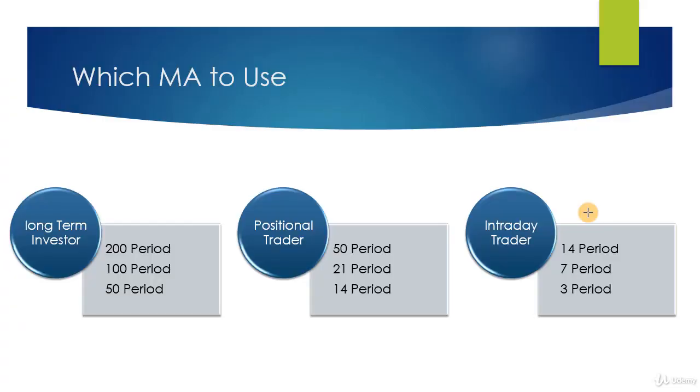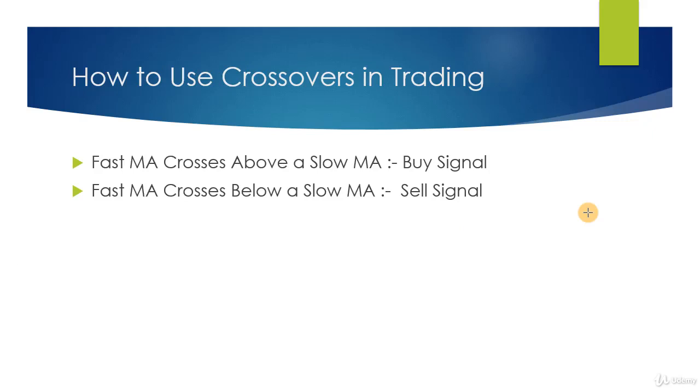For long-term investor, 200-day moving average, 100-day moving average and 50-day moving average are useful. Positional trader who can hold their trade for few days or months can use 50 period, 21 period and 14 period moving average. And for trading purpose, lesser parameter can be used, say 3, 7, 14 or 21 period moving average. We can use moving average crossover in trading to know exit and entry signals.